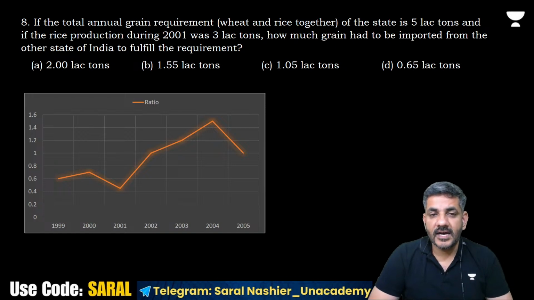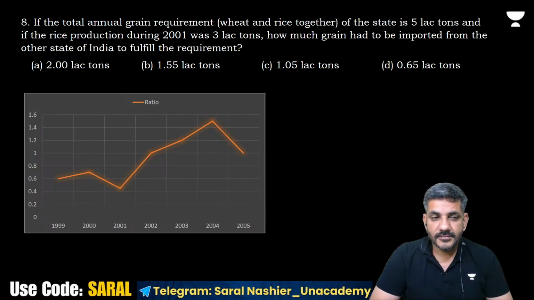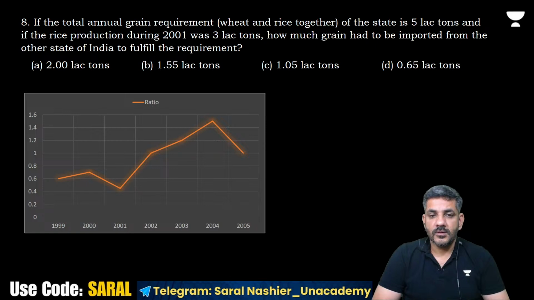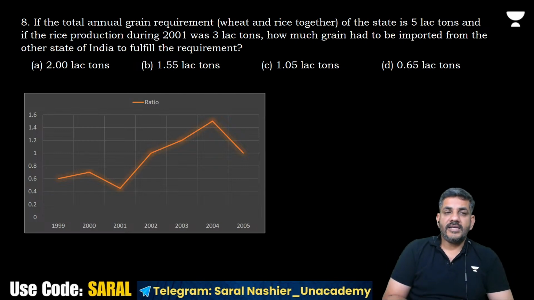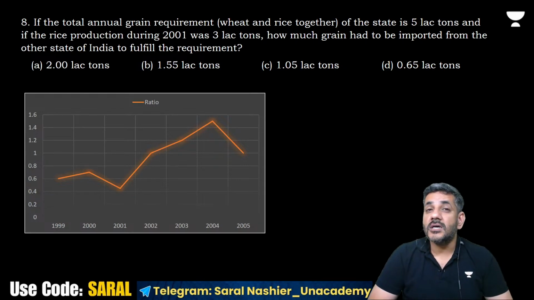Shivam has already answered it as option D, that is 0.65 lakh tons. What about others? Okay, I think we can start it now. The total requirement the question says is 5 lakh tons, and it is talking about 2001. The rice production is already given as 3 lakh tons to us.